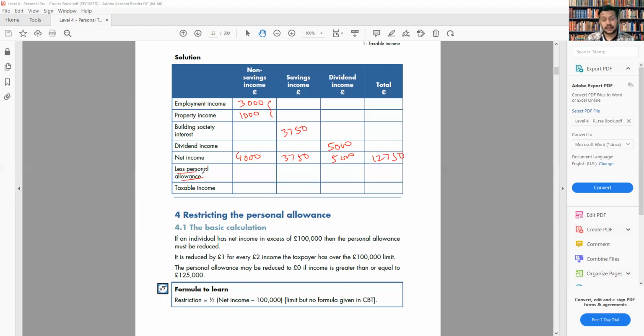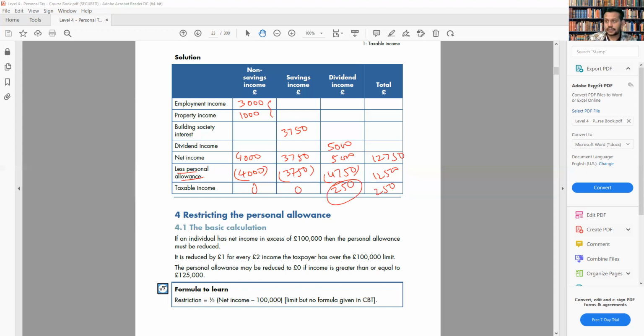Personal allowance 12,500. First, I need to offset from the non-saving. Remember always, I'll remove all my non-saving, make it 0. Then I'll go to the savings, 3,750. I'll make it nil. And still we have 4,750 left. I'll minus that. And I have 250 for the dividend. And 12,500, that gives me 250 in total. So only this one is a leftover as a taxable income, and everything is offset by the personal allowance. It's a very simple one.